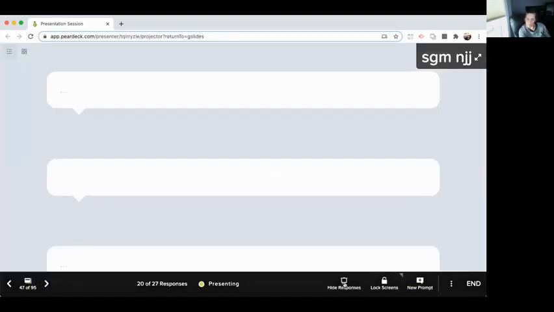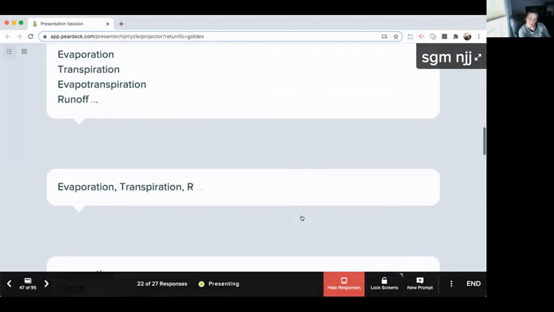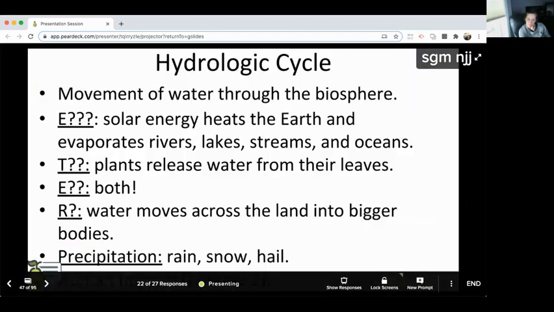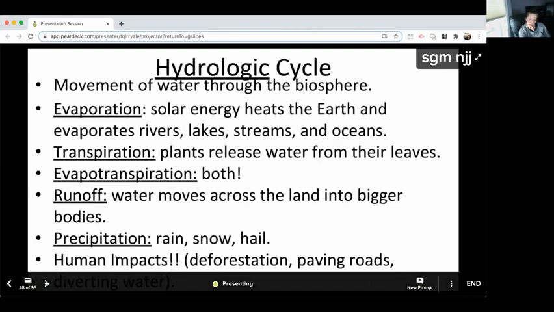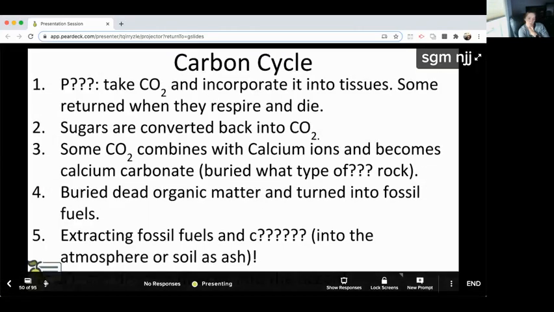I'm going to show you guys again. All right, so again, deforestation, when we're not holding in the soil and the water, paving roads makes impermeable surfaces, right? So diverting the water through dams, all of that are human impacts. There is another feature coming up here I want you to mess with.